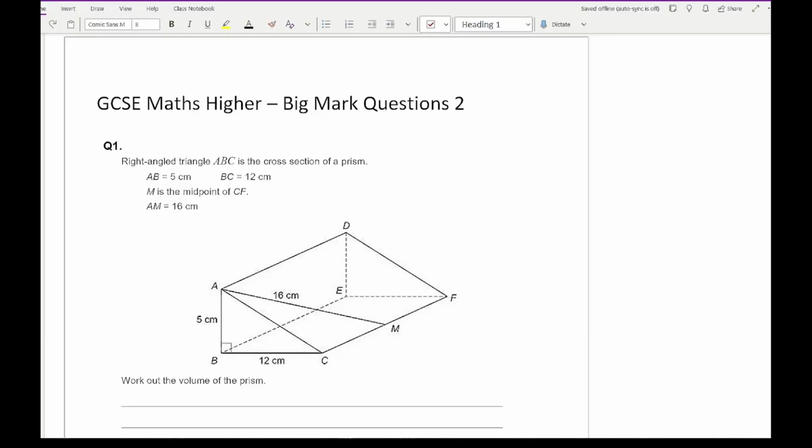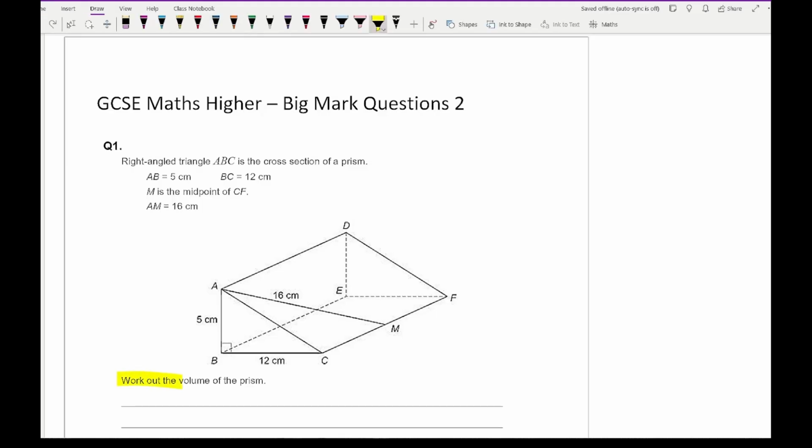So looking at question 1 now, if you've not printed out a copy of this question, I strongly recommend you pause the video and have an attempt at this particular question before we go through it. So looking at this question, it says that a right angle triangle ABC is the cross section of a prism, and we've got the measurements here, and the question is asking us to work out the volume of the prism.